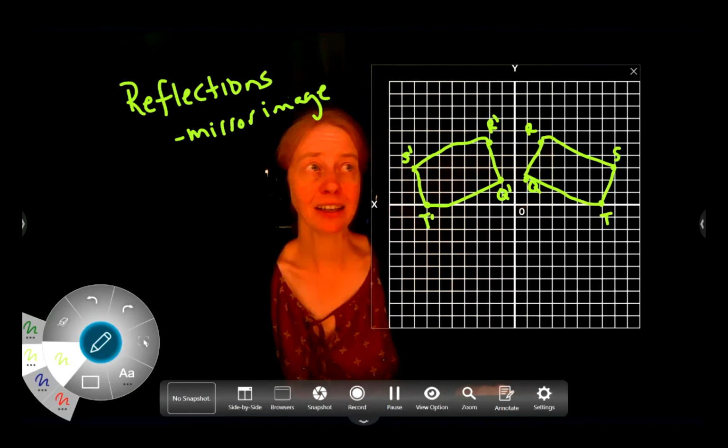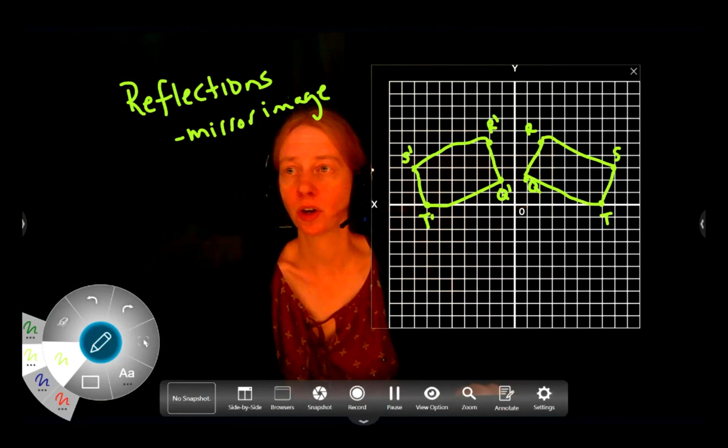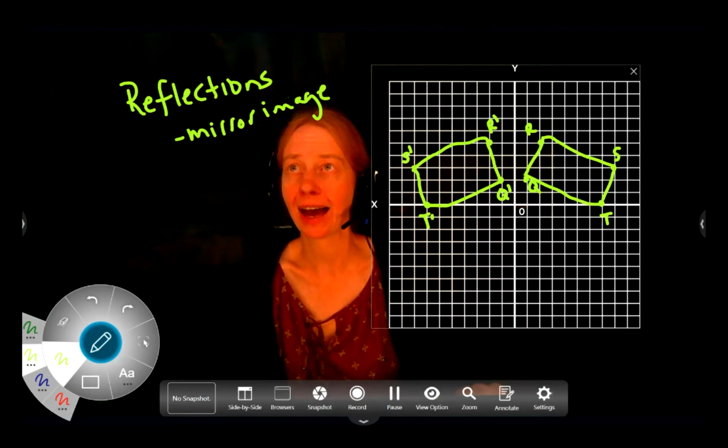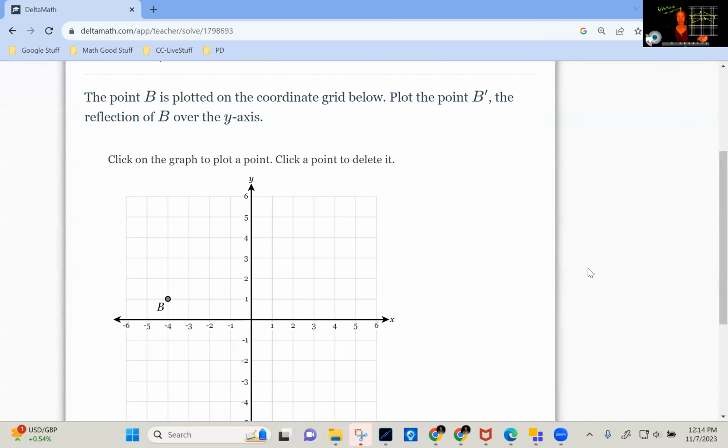Okay, so in Delta Math, there are 2 types of questions that you're going to get. One of them is reflecting just a single point. You have to pay attention: are we reflecting over the x-axis or the y-axis? So you're going to read the information that you're given. It says the point B is plotted on the coordinate grid below. So there's point B. Plot the point B prime, the reflection of B over the y-axis.